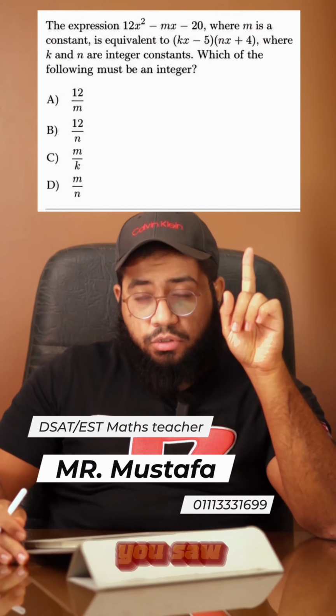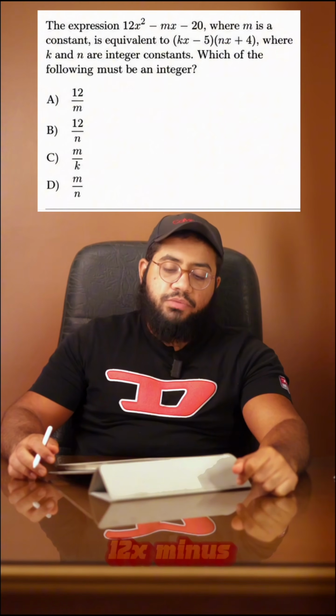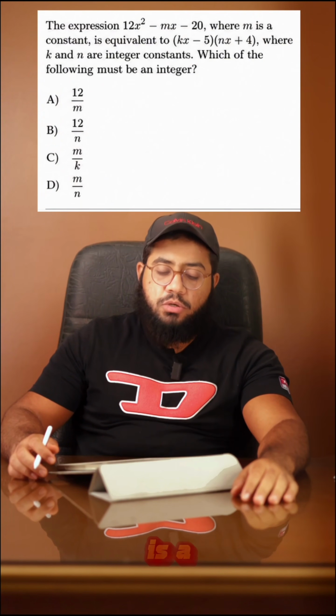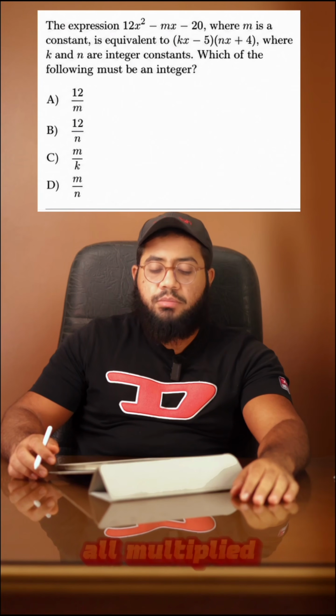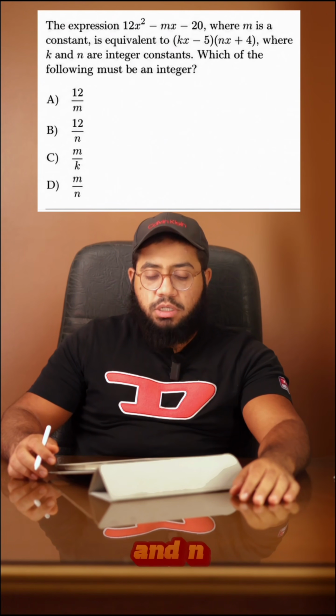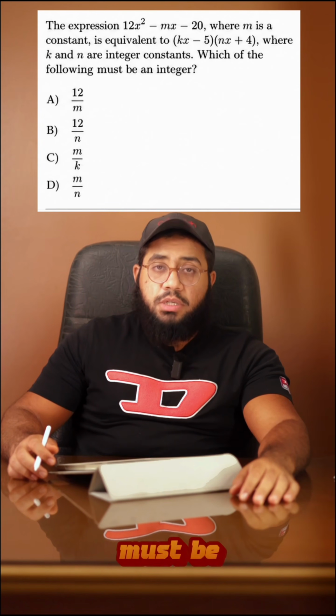Can you solve this question if you saw it in the exam? Let's see. The expression 12x power 2 minus mx minus 20, where m is a constant, is equivalent to kx minus 5, all multiplied by nx plus 4, where k and n are integer constants. Which of the following must be an integer?